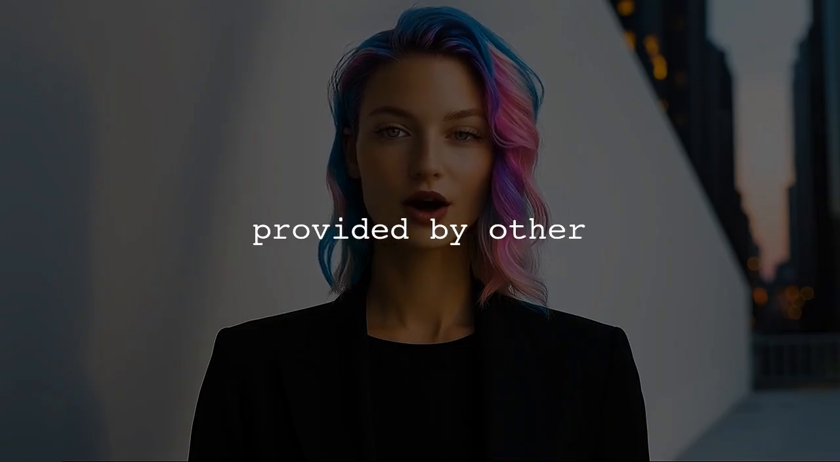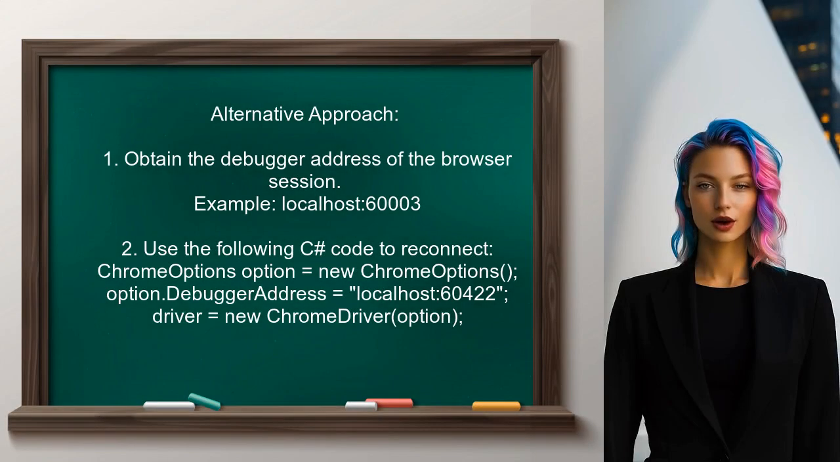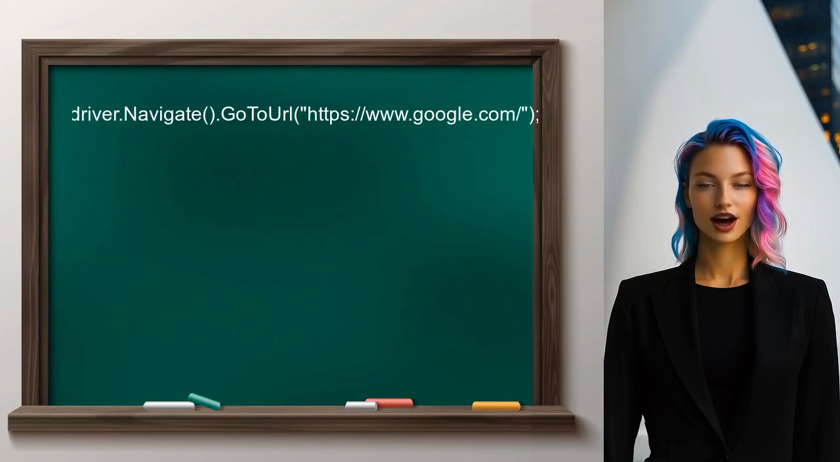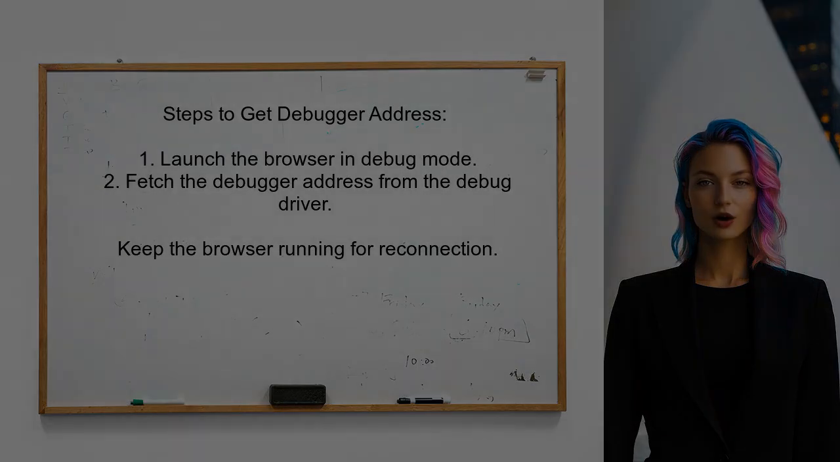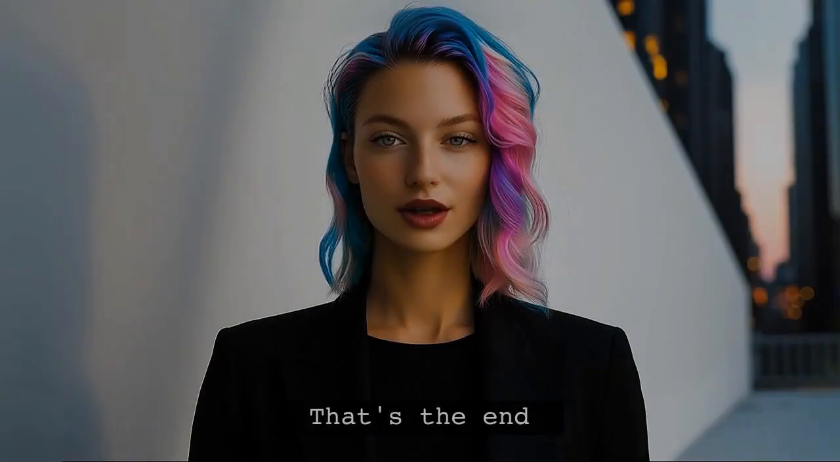Now let's look at the answers provided by other users. An alternative approach to connect Selenium WebDriver to an existing browser session involves using the debugger address of the session. This address is typically a localhost address, like localhost 6003, which can vary for each session. To get the debugger address, launch the browser in debug mode and fetch the value. Keep the browser running while you use the code to reconnect. That's the end of that answer.